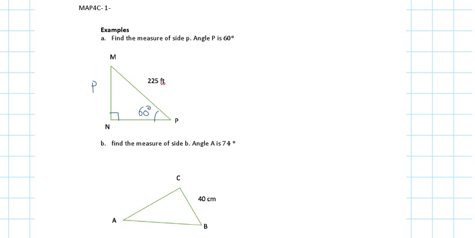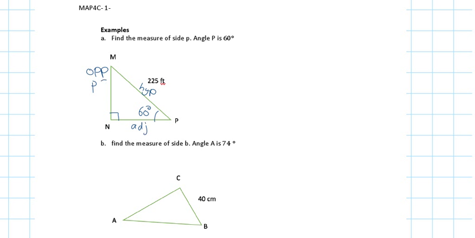What's my angle of interest? P, the 60 degrees. That's the one that's given to me. Remember, 90 degrees is never your angle of interest. According to the angle of interest, which one is the hypotenuse, adjacent, and opposite? This is your hypotenuse, P is the opposite, and the adjacent is the third side.